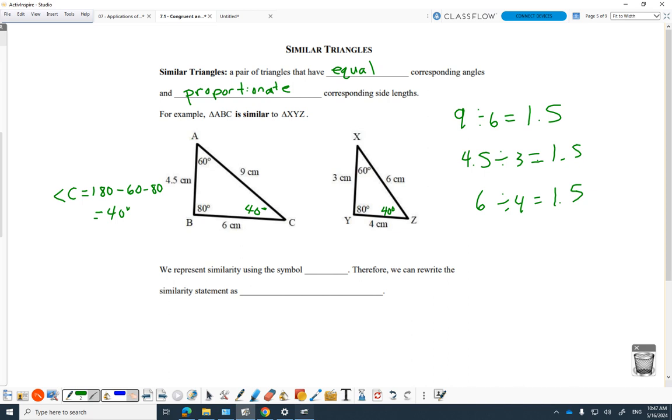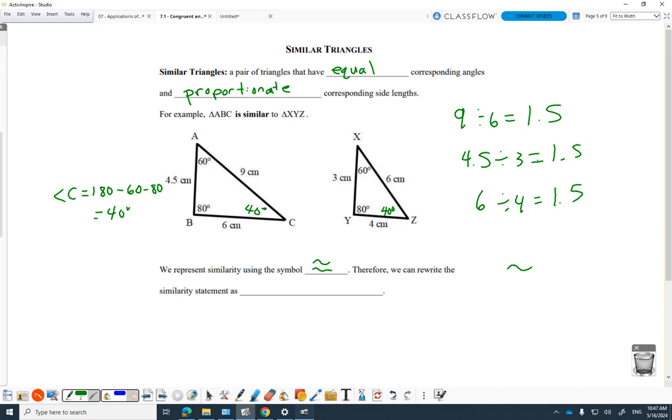So we represent similarity using this symbol. Instead of the equals, we just do 2 swirls. We go, these things are kind of equal, aren't they? They're kind of the same triangle, but they're not exactly the same triangle. So we use 2 of those swirls. But actually, sometimes I see textbooks that use a single swirl. Okay, so be prepared for a single swirl or a double swirl.